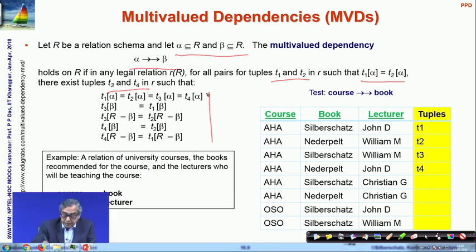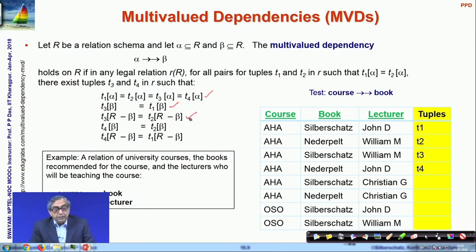What are the conditions? Look carefully. Here we say that all of them match on the alpha attributes, which is fine. Then we say that T3 matches with T1 in the beta attributes, and T3 matches on the remaining attributes with T2. Similarly, T4 matches with T2 in the beta attributes, and T4 matches with T1 on the remaining attributes. So, let us look at an example, it gets confusing.